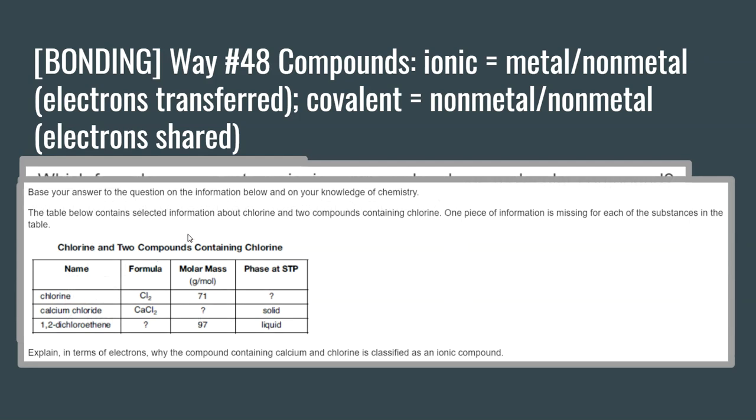The table below contains selected information about chlorine and two compounds containing chlorine. One piece of information is missing for each of the substances in the table. So here it gives you chlorine, calcium chloride, and 1,2-dichloroethane, where the formula is missing. Explain in terms of electrons why the compound containing calcium and chlorine is classified as an ionic compound. Please note that any questions that say "in terms of" must state that term in your explanation for full credit. So you must say something about the electrons within calcium and chlorine in order for it to be classified as an ionic compound.